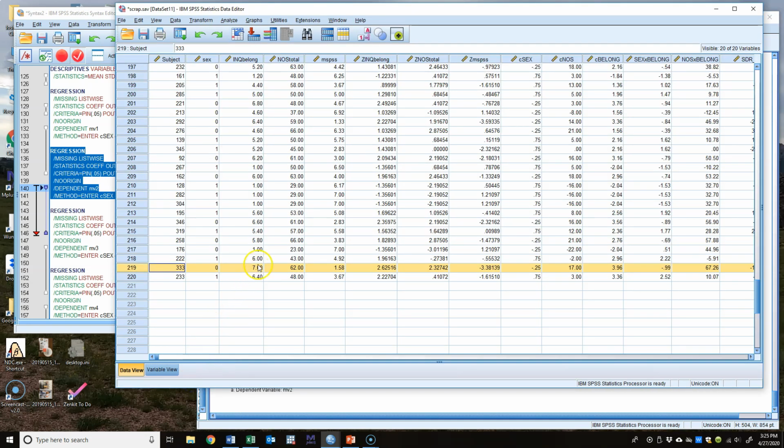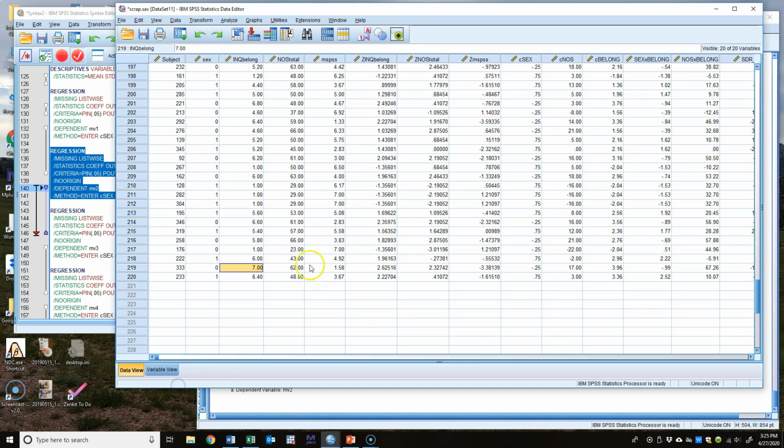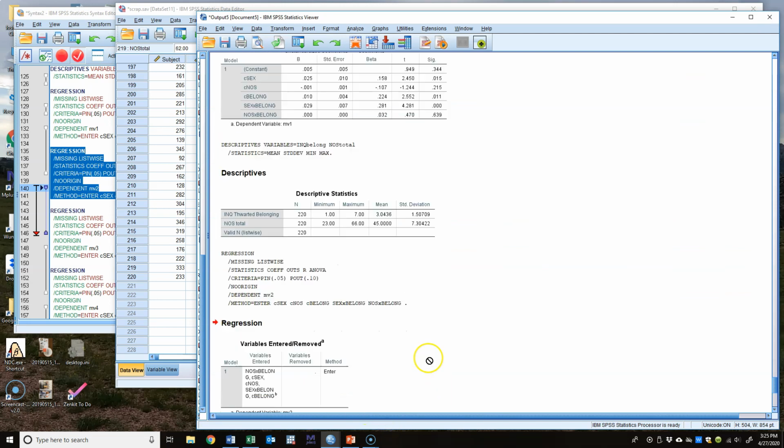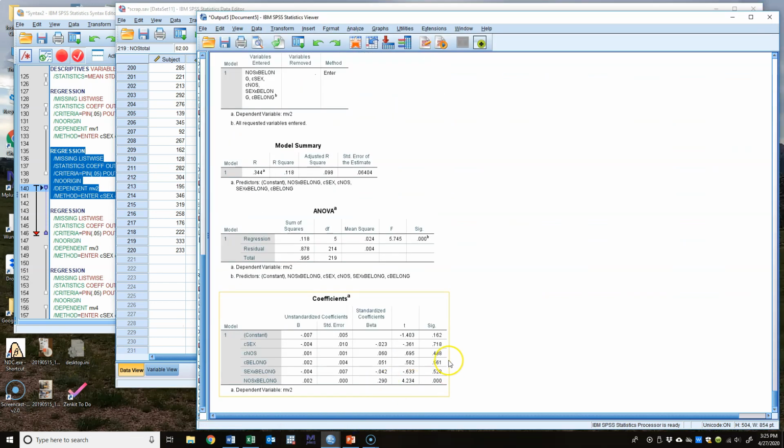Here we've got a really high level of belonging, and what's the average on my NOS? It's 45. So I've got this combination of high belonging and high NOS, probably contributing to the strange interaction of NOS and belonging that really looks like it's causing this to come up weird.